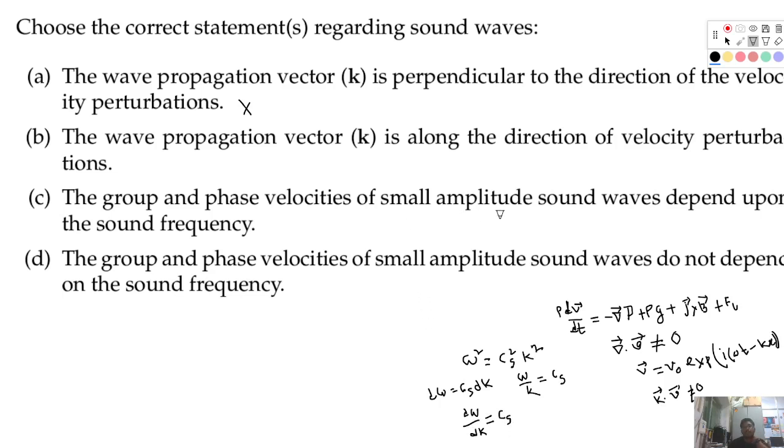So, do group and phase velocities of waves depend upon the sound frequency? It is not so, because you don't have any omega or k dependence in the sound speed, right? So the group and phase velocities of small amplitude sound waves do not depend on the sound frequency. This is the correct answer, and this one is correct, but this one is not correct. Okay, so this is for sound waves.